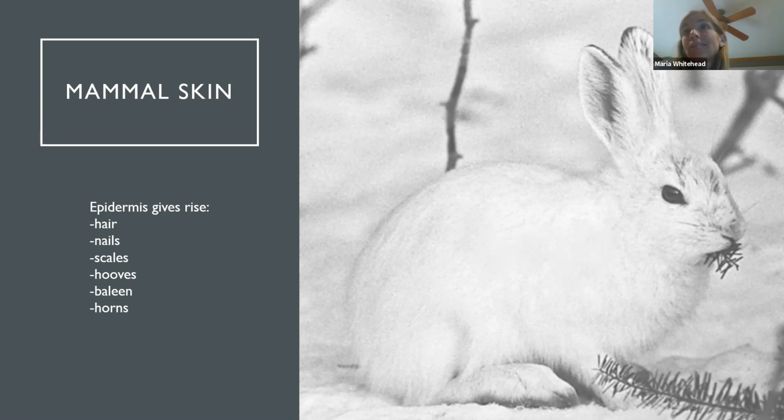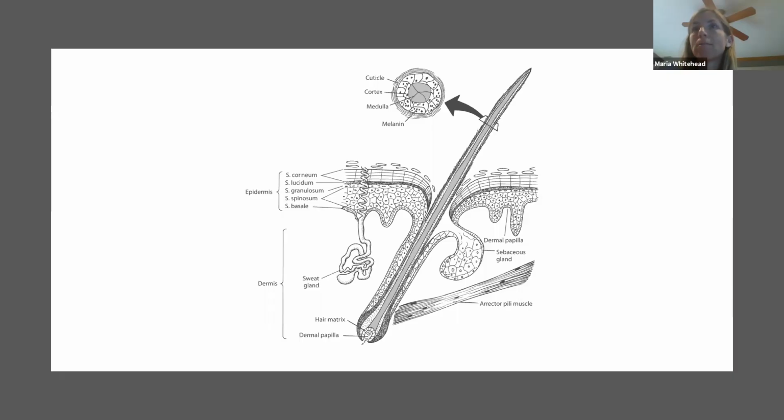The epidermis also gives rise to many other features of mammals, including hair and nails, scales, hooves, the baleen that we see in whales, as well as horns. So a little more on some of these skin modifications and features.